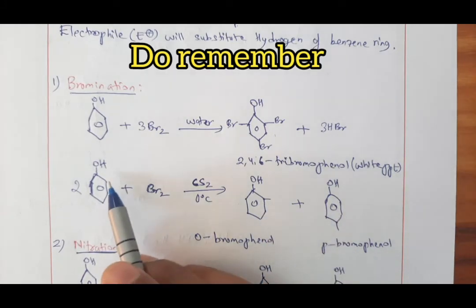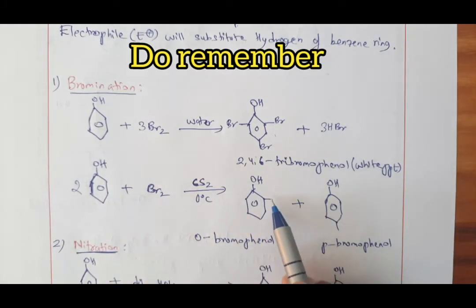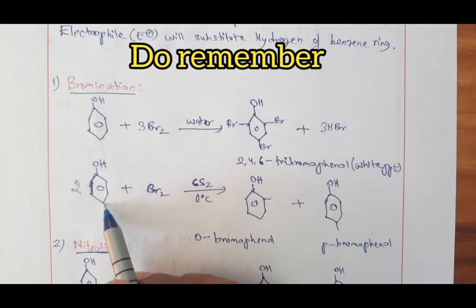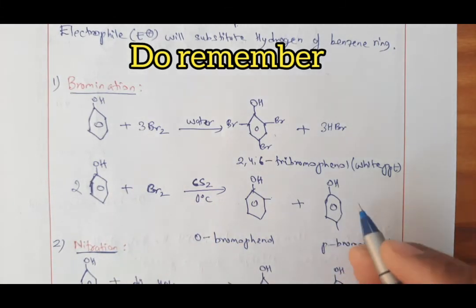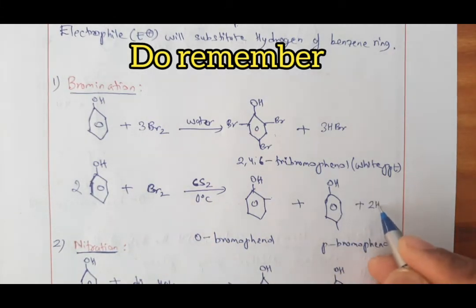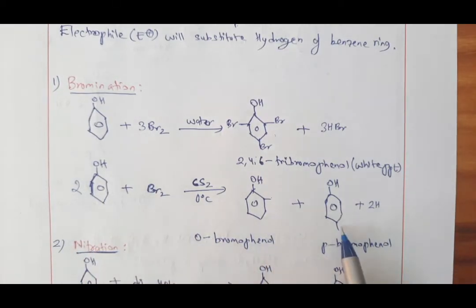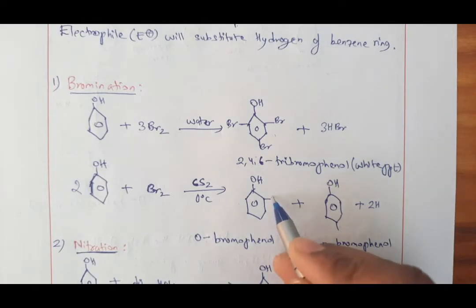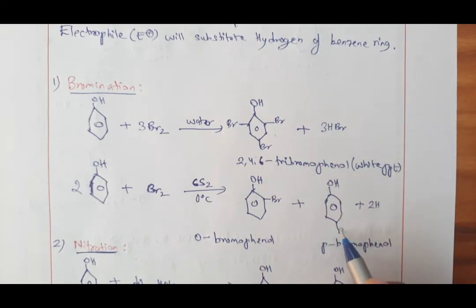From one phenol I took out H from the ortho position, and from another phenol I cut H from the para position. So total how many H are removed? 2 H, one from ortho, one from para. And what will go in place of that? Bromine will go. And these 2 H will combine with 2 Br to form 2 HBr. Now total balance it: 2 Br, 3 Br, 4 Br. So 2 twos are 4 Br, balanced.